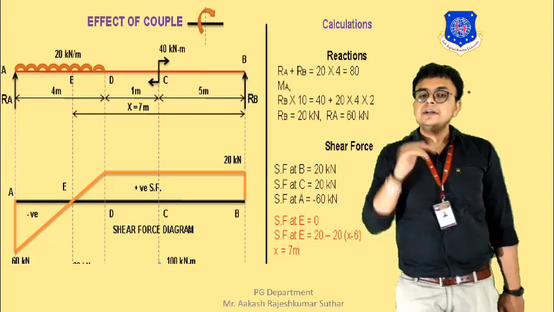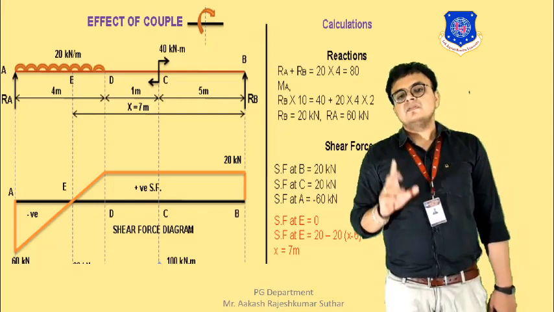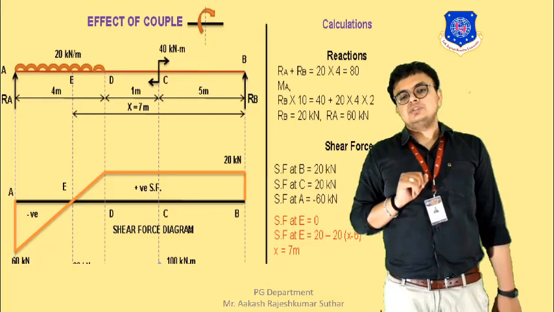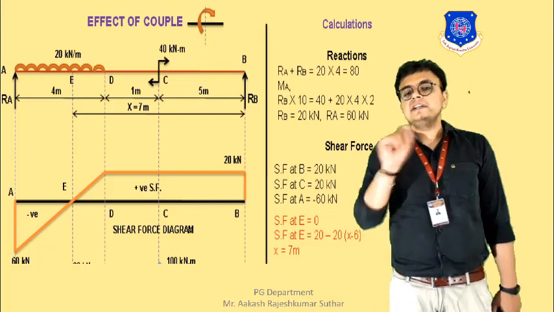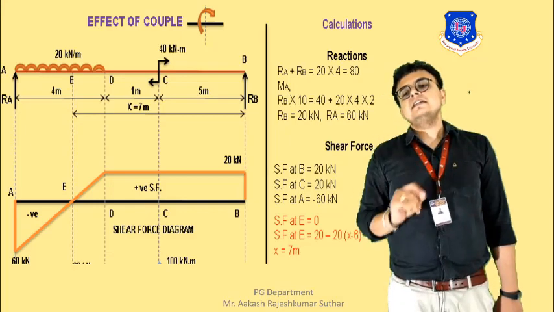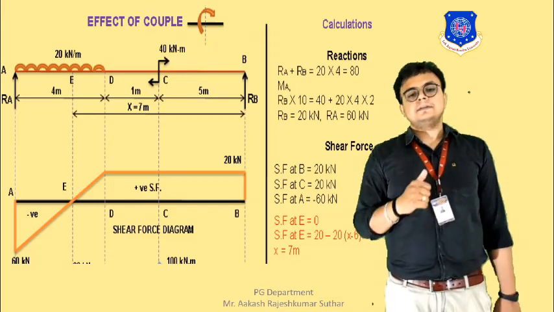And moving towards A, we have a UDL. So plus 20 minus 20 into 4. So plus 20 minus 80, we are getting the shear force at A equal to minus 60.